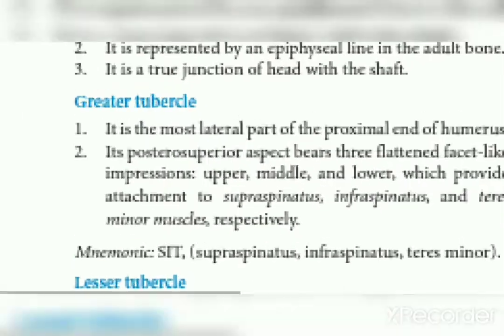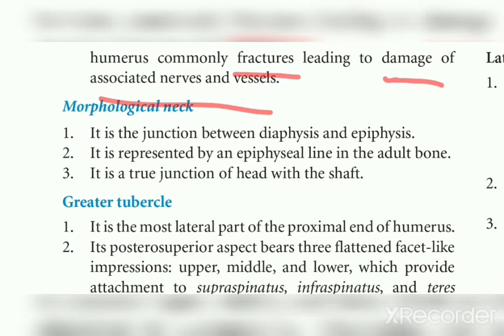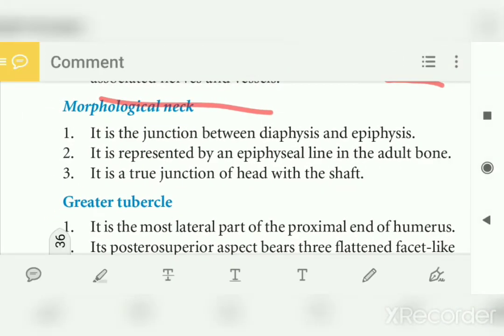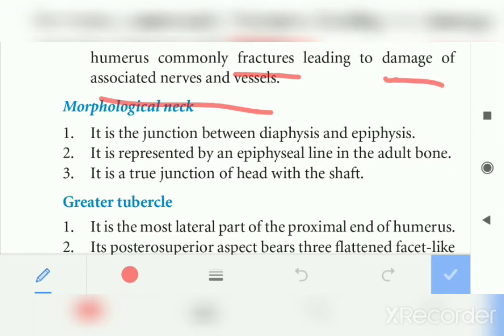Then go to the morphological neck. It is not clinically so important, but we should know a few lines about it. It is the junction between diaphysis and epiphysis. We have already said that a growing long bone has two parts, epiphysis and diaphysis. The morphological neck represents the junction between diaphysis and epiphysis, and it usually represents the epiphyseal line in the adult bone. It is a true junction of the head and shaft. Okay.